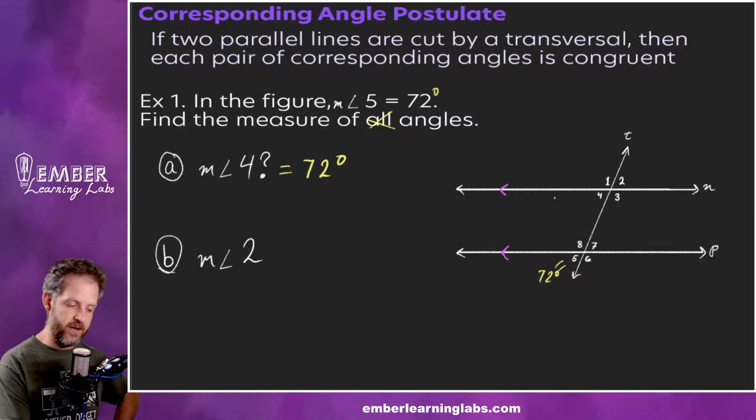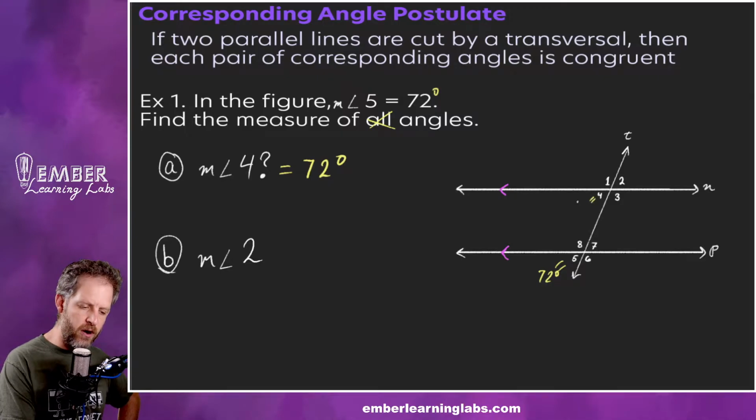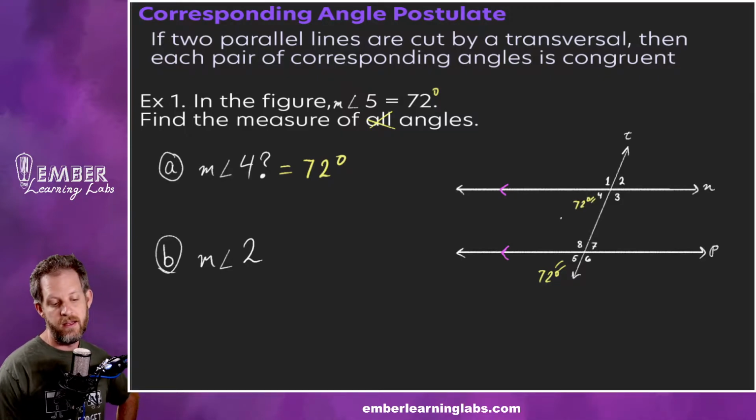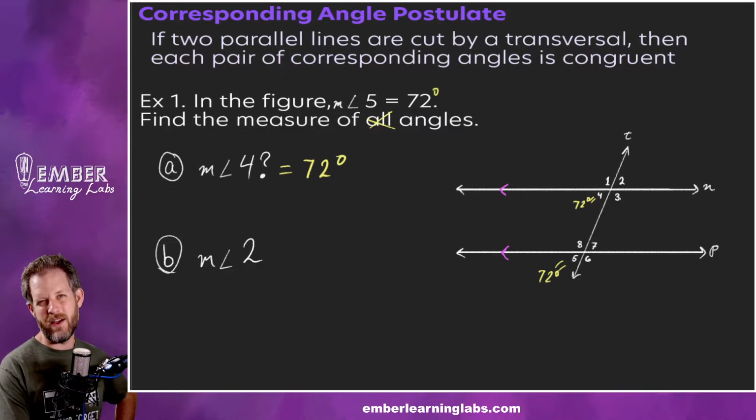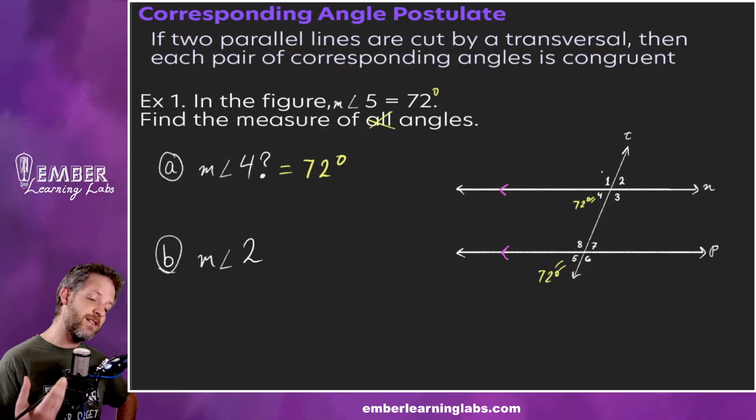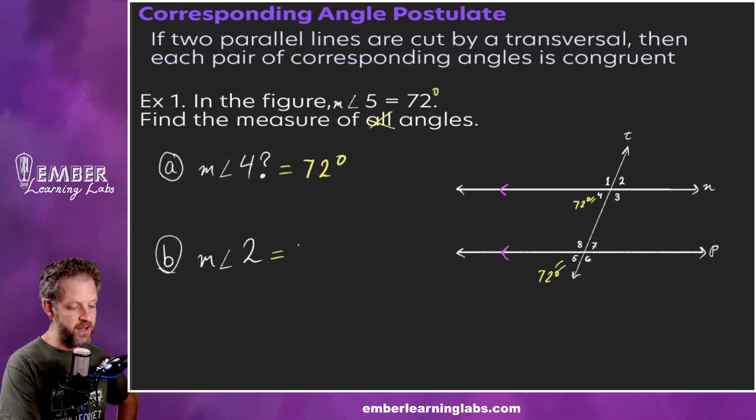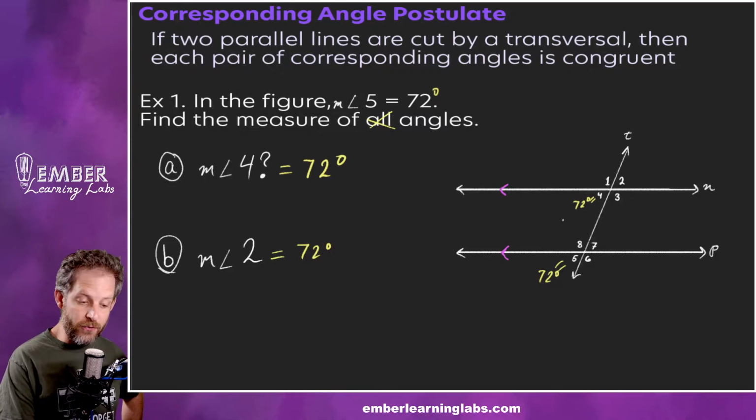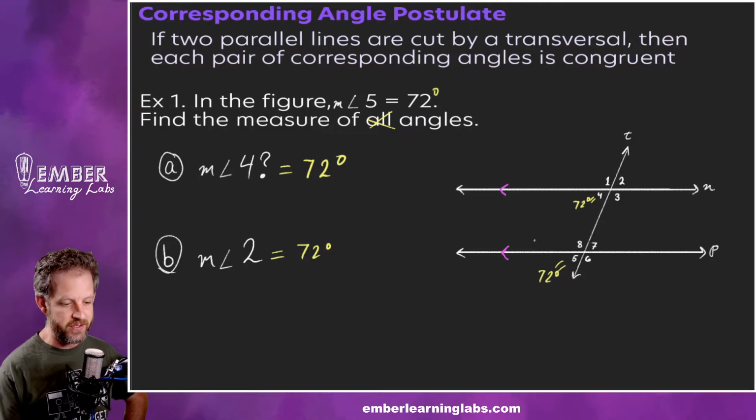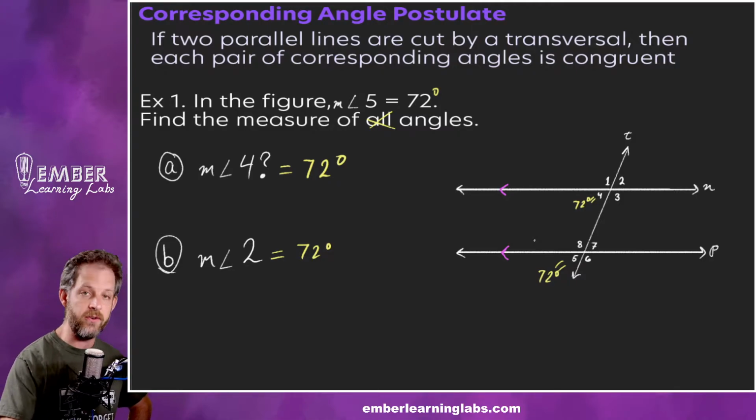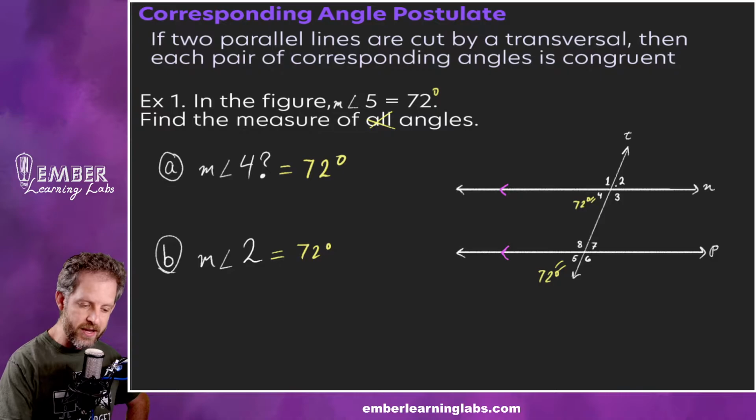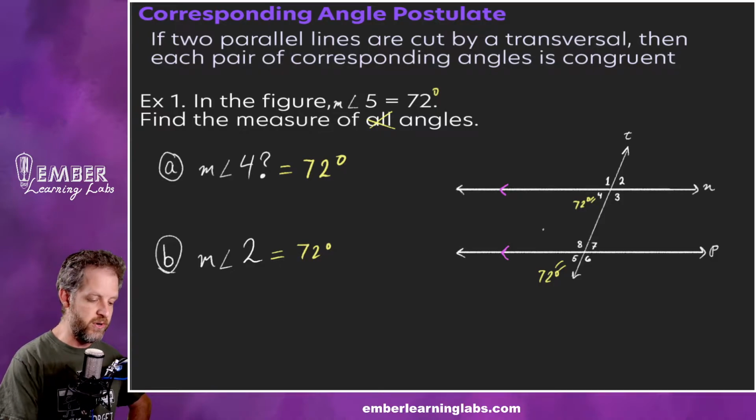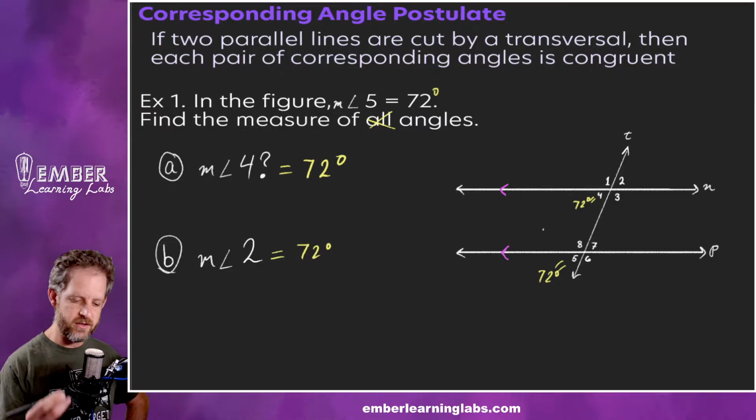Now, angle 2 is a little different. Angle 4 equals 72, but angle 2 is not corresponding with angle 5, so we can't say that because of that. But we can still say that the measure of angle 2 equals 72 degrees. Why? What are angle 4 and angle 2 to each other? They are vertical angles, and vertical angles are also congruent. So by using the corresponding angle postulate and the vertical angle theorem, we can say that angle 2 is also equal to 72 degrees.